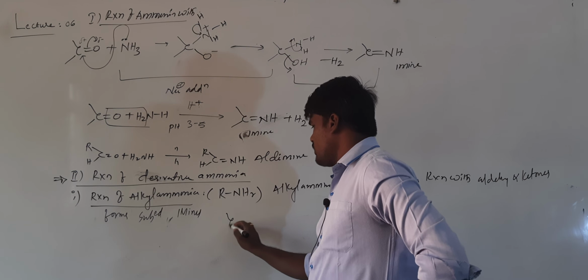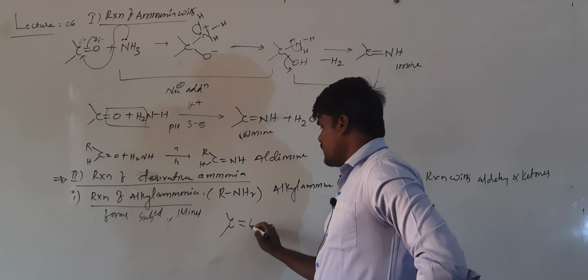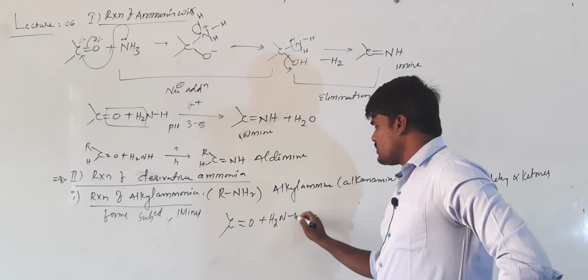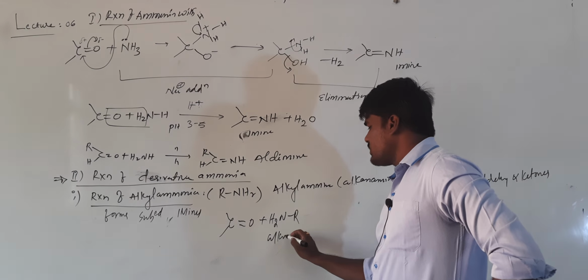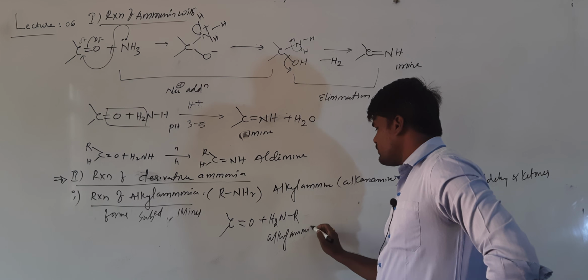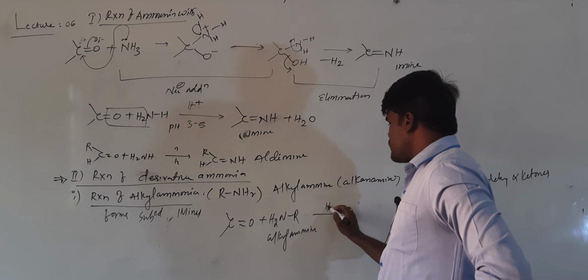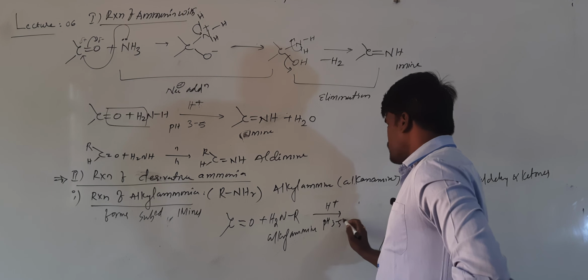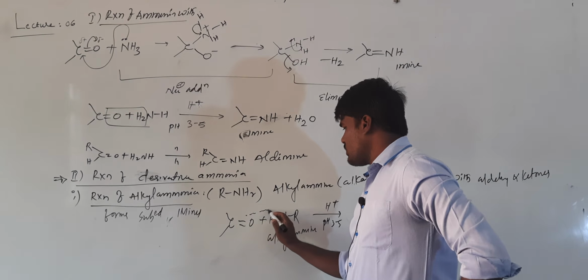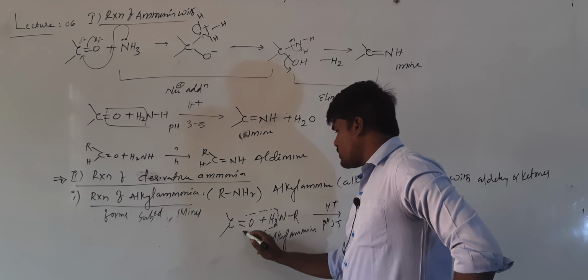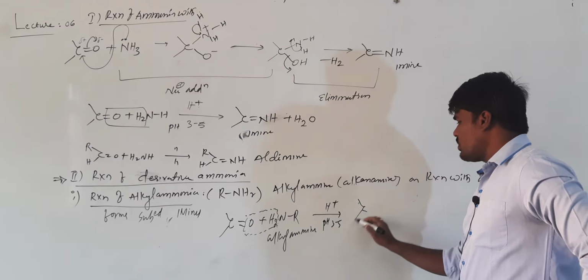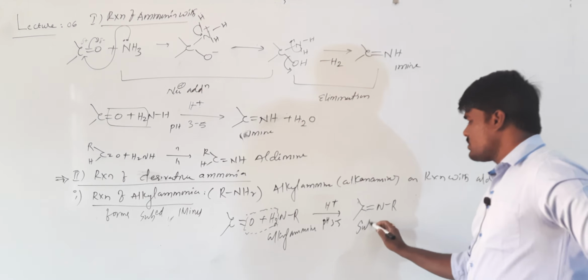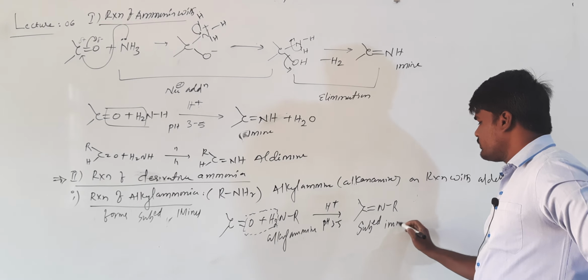For example, it can be an aldehyde or ketone. If you are treating with NH2R, this is what we call alkylamine. So what happens here? In presence of acidic medium, the pH should be between 3 to 5. Here elimination of the water molecule takes place. With the removal of the water molecule, it forms a substituted imine.